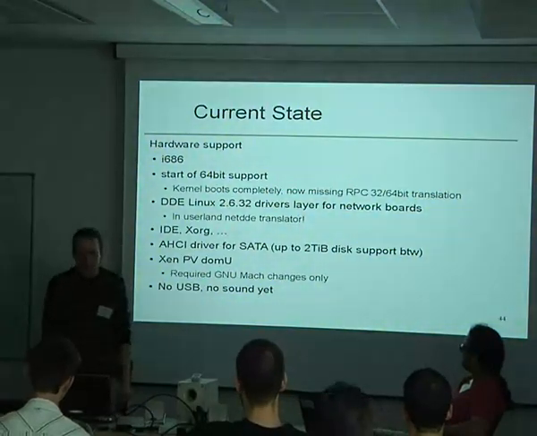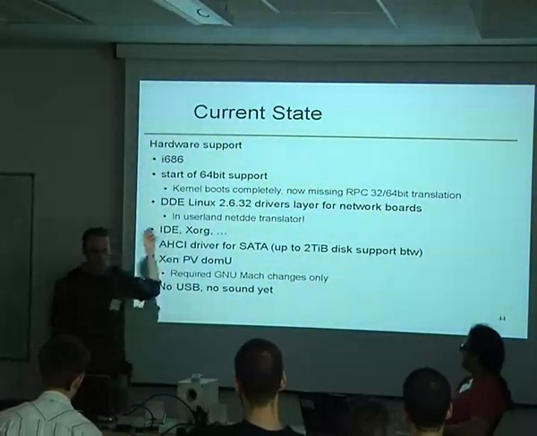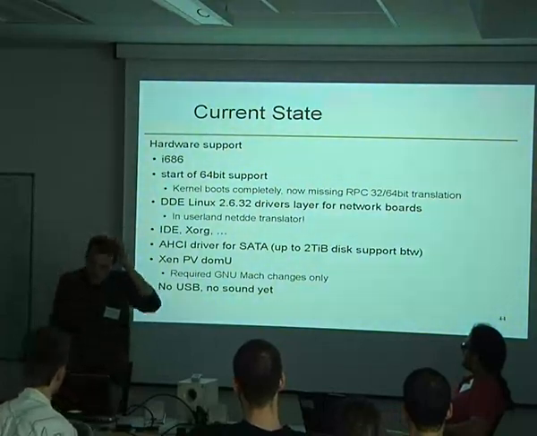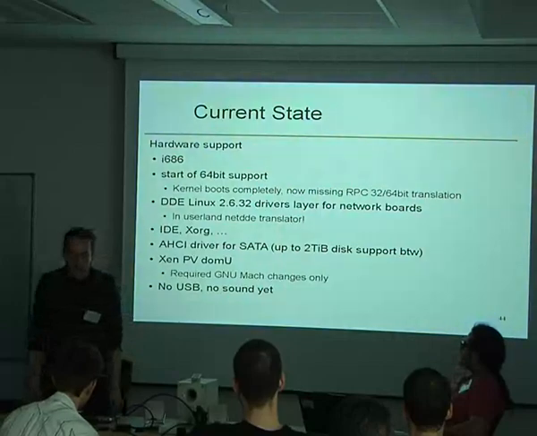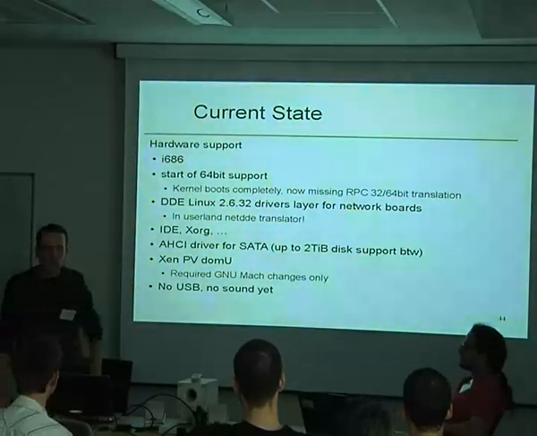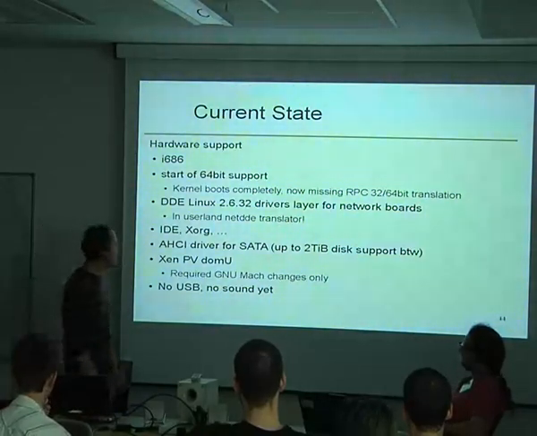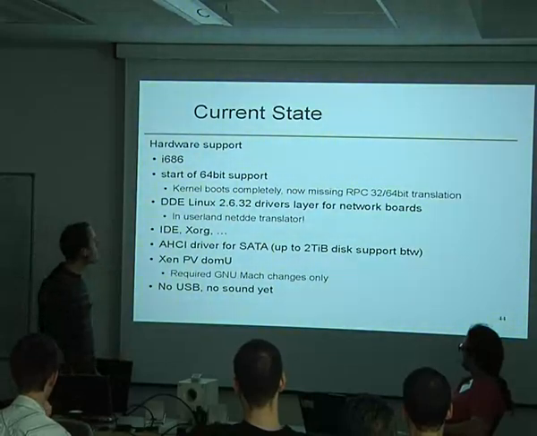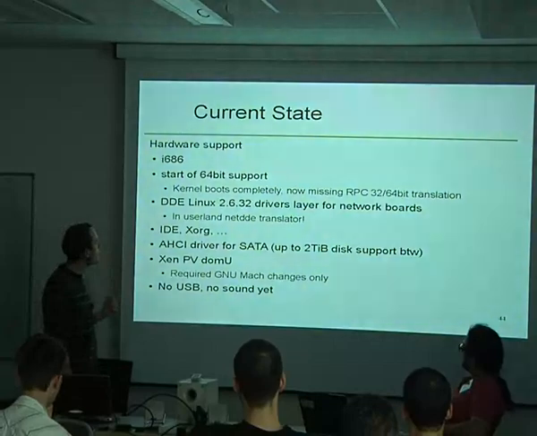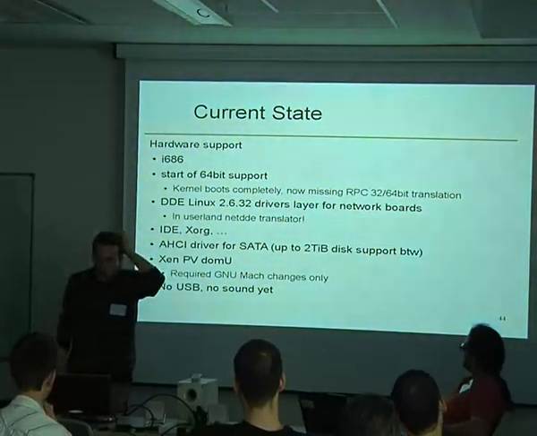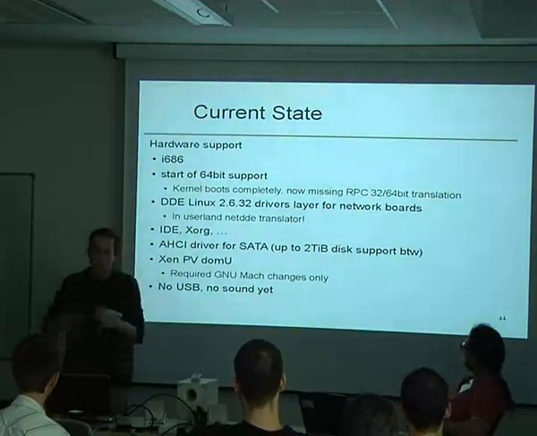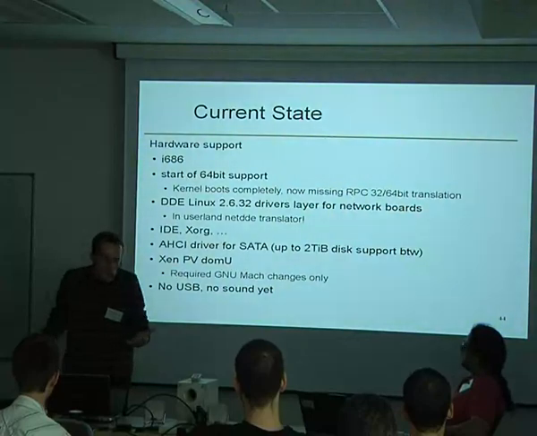About the hardware support, so for now we still have a 32-bit kernel for x86 only. Somebody tried to make an ARM port, but he didn't spend so much time, and we didn't hear about him, so it's probably just stopped. We have a start of a 64-bit support. That is, the kernel boots completely. It's completely converted. Now we have the choice.